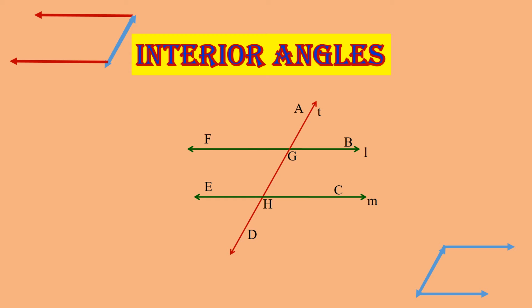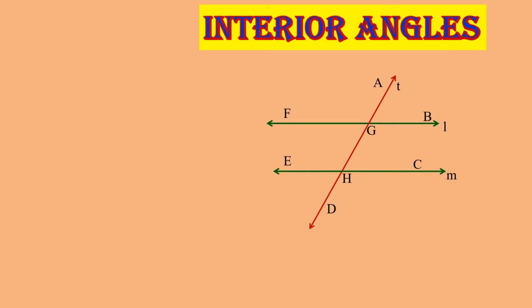Hello friends, in this video we are going to find out interior angles. As you can see, line T is intersecting lines L and M at points G and H. So let us begin. As you see in the diagram, a transversal T is intersecting lines L and M at points G and H.